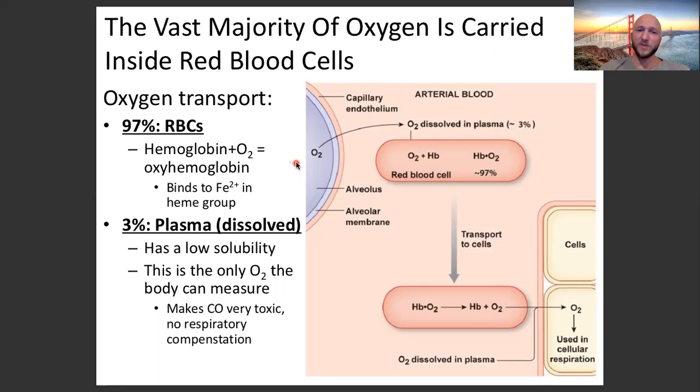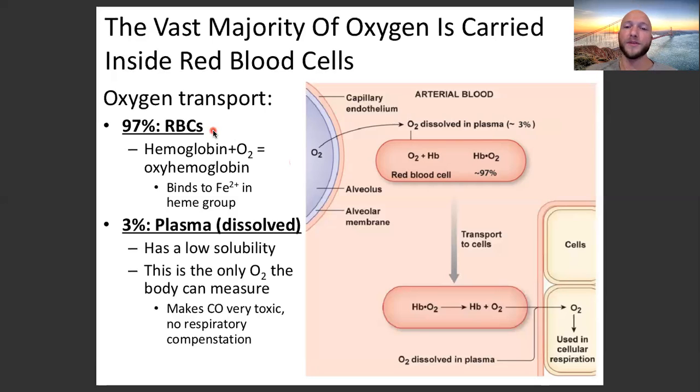So, transporting oxygen, well, that helps a lot with the first one, the gas exchange, getting oxygen to where it needs to be. So let's look at this. We've seen this before with our cardiovascular lectures. 97% of oxygen is carried by hemoglobin inside of red blood cells as oxyhemoglobin. It binds to the iron in the heme group in the hemoglobin molecules. There are 4 heme groups per hemoglobin molecule, so 4 oxygens per molecule.